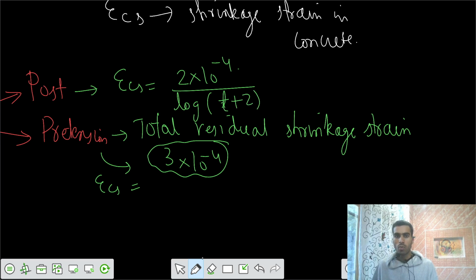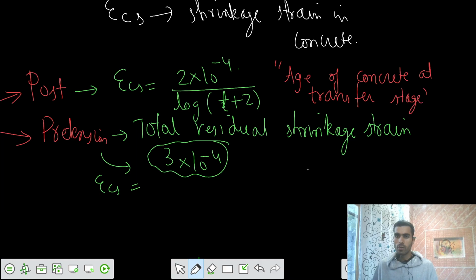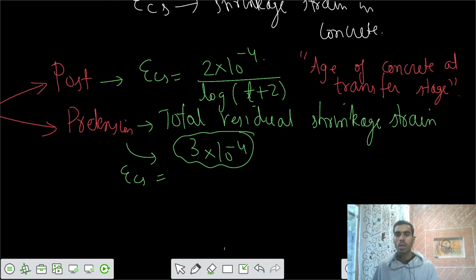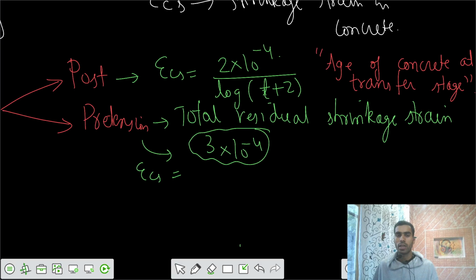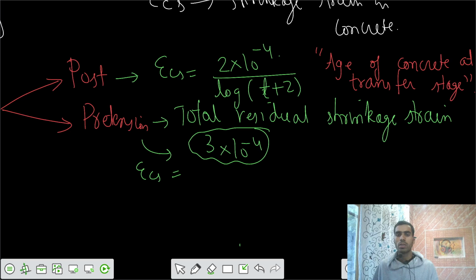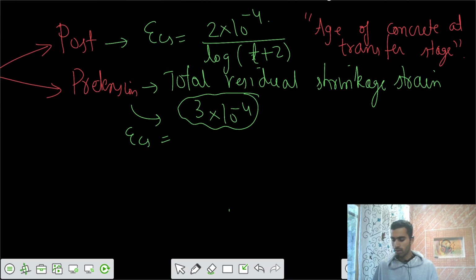Your T means the age of the concrete at the time of loading, or at the time of transfer, the transfer stage. So the age of the concrete at transfer stage gives the shrinkage strain, 2 into 10 power minus 4 divided by log T plus 2. So we have two different values, and let's take the first problem related to this concept. Let's go for that.